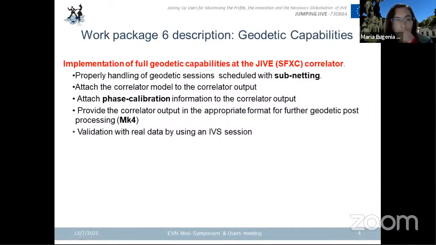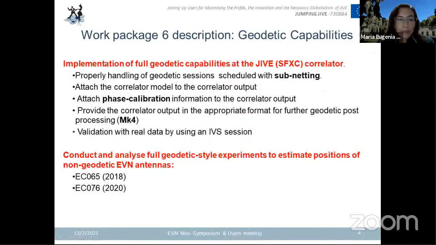We also need to provide the correlator output in an appropriate format for further processing. In this case, it is the Mark4 format, which will be the output of this. The Mark4 format will be the input for the HOPS program, which is the standard software for fringe fitting in geodetic VLBI. And finally, we would like to validate with real data by using an IVS session. All of these constitute our geodetic capabilities.